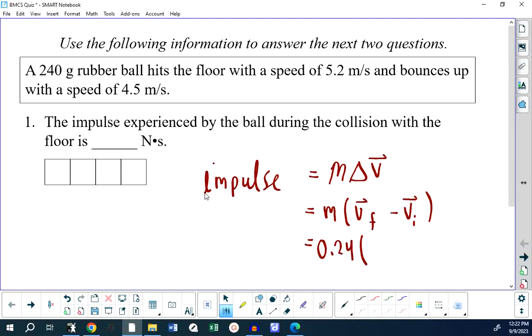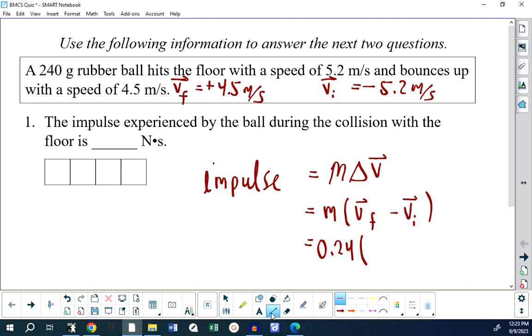Now, we need to be very careful here. The ball is initially moving down at 5.2 meters per second. So if you think about the ball moving towards the floor, the initial velocity here is negative 5.2 meters per second. When the ball bounces back up, its final velocity is positive because it's moving up. And if you watch the video I prepared for the lesson on impulse, I created a diagram that looked something like this.